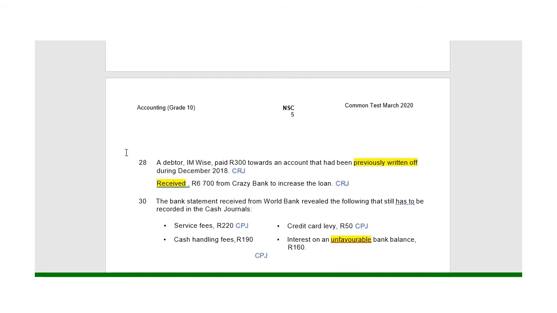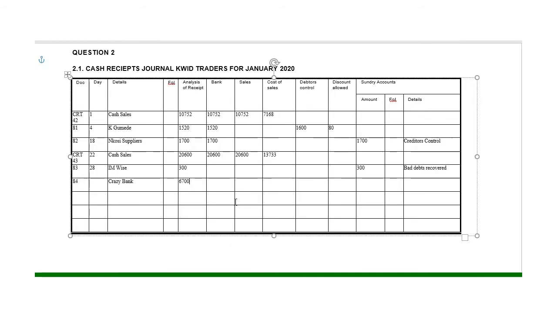It was only those two, so I can get a total for the bank. So the bank would be the total for all the receipts of the 28th, which was the 300 plus the 6,700, and that gives me 7,000. I would also draw a line underneath there to indicate that it's the total for the day. I'm not going to do it now though.